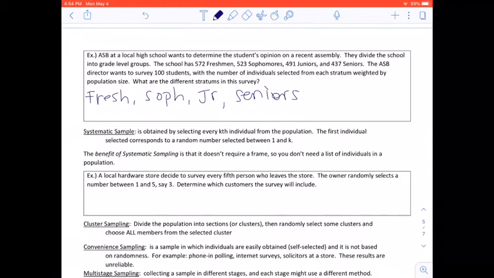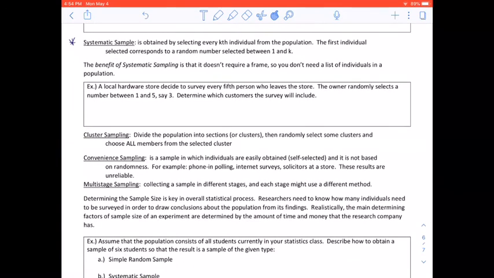Next kind of sampling that we have is systematic sample. A systematic sample is obtained by selecting every kth individual from a population. The first individual selected corresponds to a random number between 1 and k. The benefit of systematic sampling is that it doesn't require a frame, so you don't need to have a list of individuals in a population. The example here says a local hardware store decides to survey every 5th person who walks in the store. The owner randomly selects a number between 1 and 5, let's say 3, to determine which customers they will survey. So they're going to survey the 3rd person as they leave the store and ask them how their shopping experience was. And then they're going to survey every 5th person from there.